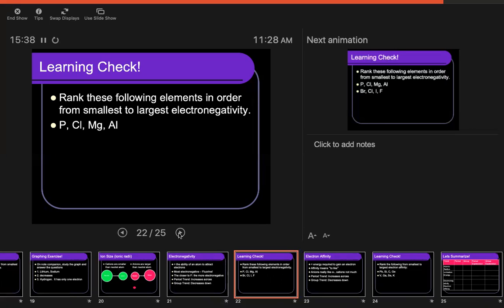If I want to know the one that's got the smallest value, it's the one that's furthest away from fluorine. Who's farthest from fluorine? Magnesium. That's it. That's all you have to do. So magnesium is going to be the smallest, and then it would be aluminum, and phosphorus, and then chlorine. Questions? I'm going to skip that one.